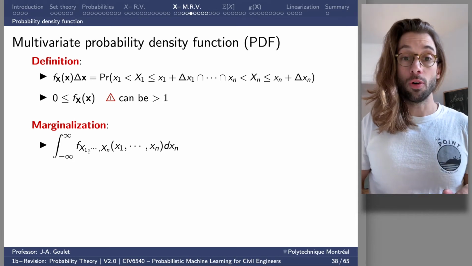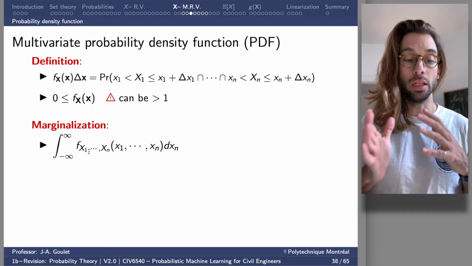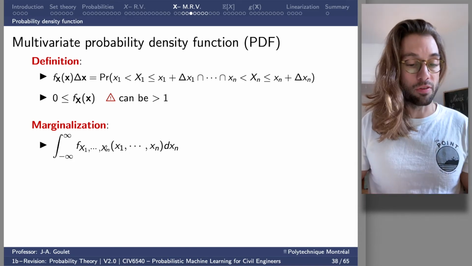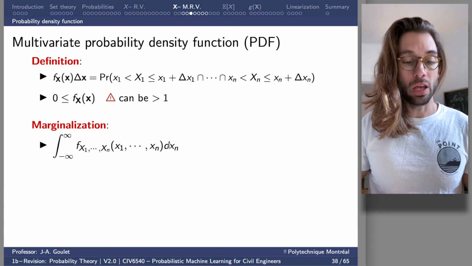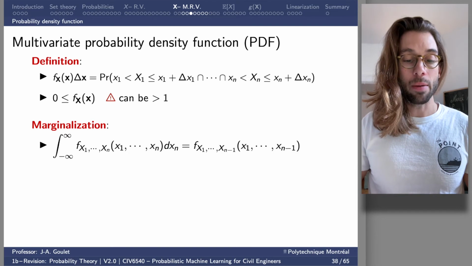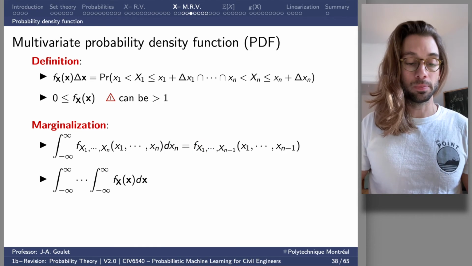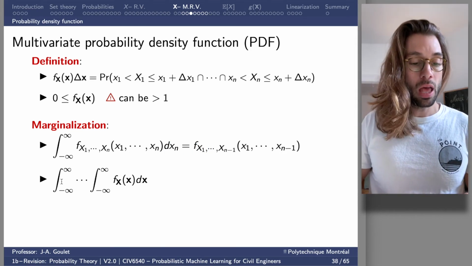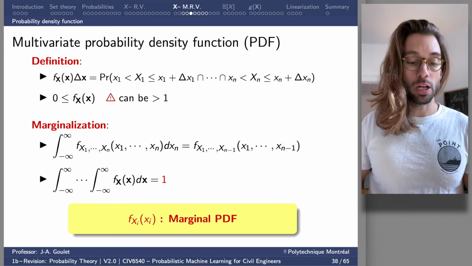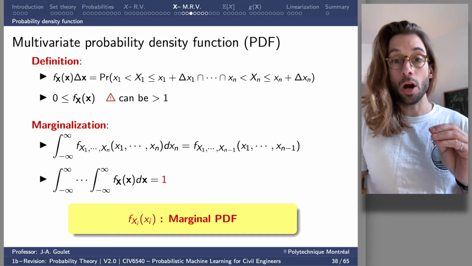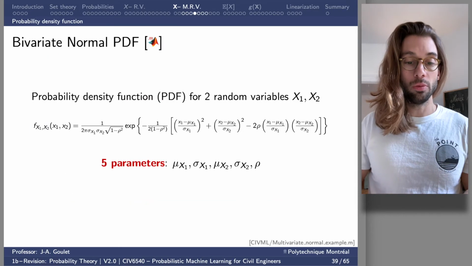The operation of marginalization for a joint PDF is analogous to what we have defined in the discrete case, meaning that if I have a joint PDF defined for x1 up to xn, and I integrate with respect to the nth variable, then I obtain the joint PDF for all variables except the one for which I integrated. And if, as I said just earlier, I integrate over all dimensions for all the possible domains, the result must be 1. And I'm referring to the marginal PDF, the PDF of univariate random variables.